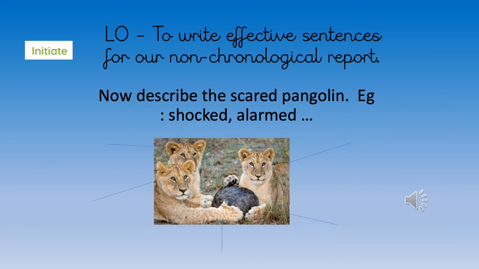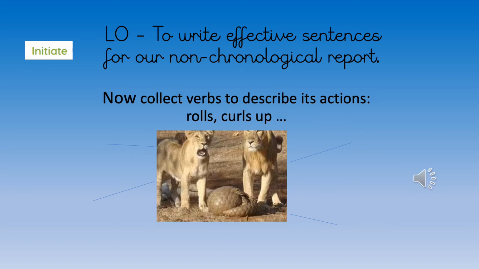Now describe the scared pangolin. For example, shocked, alarmed. Can you think of some other words that you can write in your book to jot down so we can use in our writing very shortly? Now collect verbs to describe its actions. Rolls up, curls up. Can you think of some more? Can you find some more and record them in your book? We'll need them for your writing very shortly.